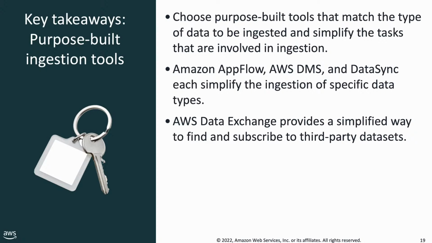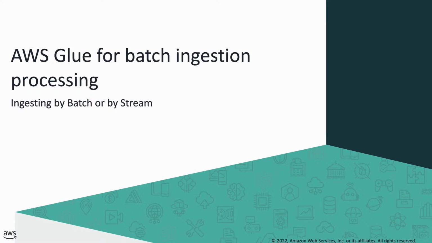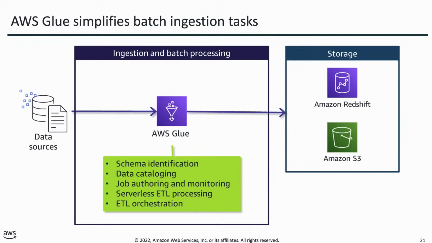So some of the takeaways here are that the ingestion tools are going to really partner with the kinds of data you use, and the Data Exchange is going to simplify the finding and using of third-party data sets. Let's talk through Glue here next for batch ingestion. Glue is a great service because it allows you to automate and perform ETL operations and put those into your pipeline pretty easily. And the automatic schema generation from semi-structured data is one of the advantages.